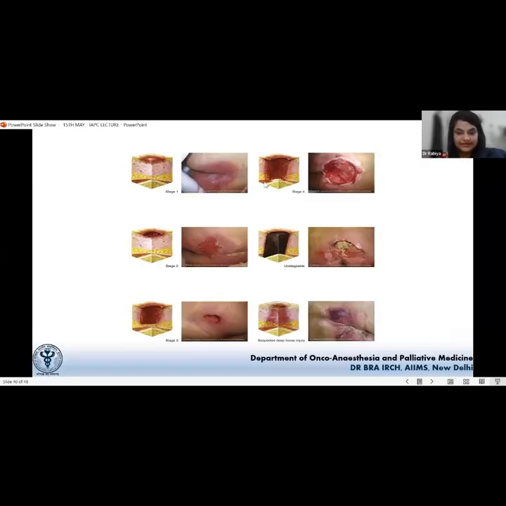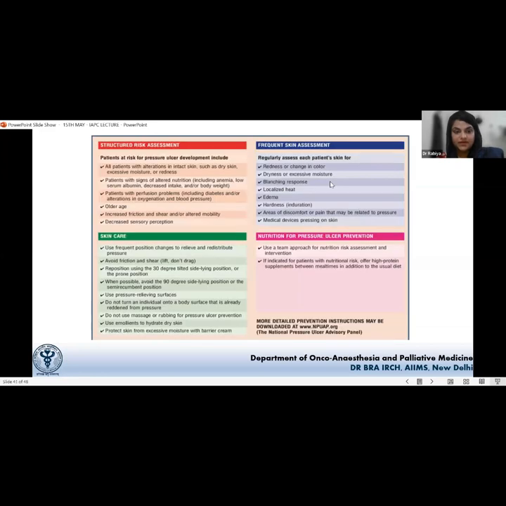Now you can see that in stage one, there is just erythema. Stage two, stage three, it is entering into the subcutaneous tissue. And in stage four, the bone, the muscles, everything has been involved. Now, this is a table which is summarizing the whole structured risk assessment. All patients with alteration in skin integrity, such as dry skin, excessive moisture or redness, patients with signs of altered nutrition, perfusion problems, older age, increased friction and shear or altered mobility, decreased sensory perception.